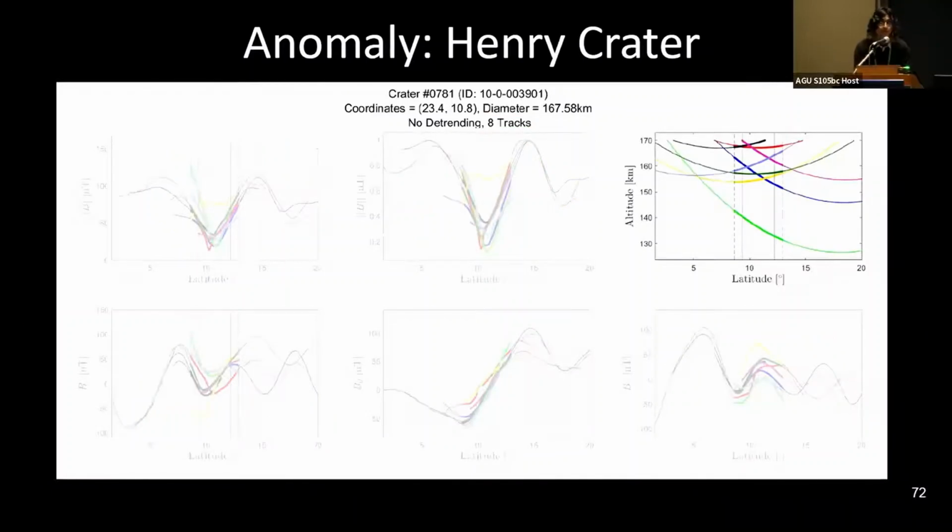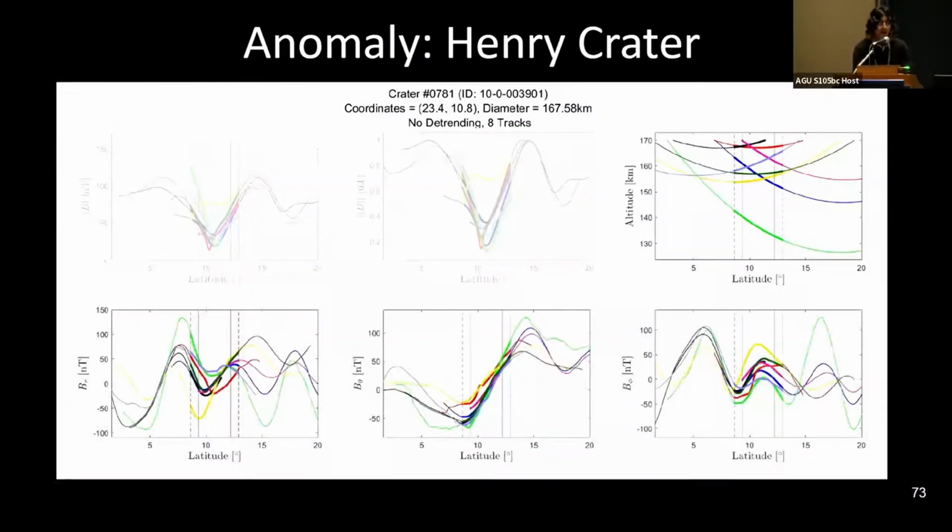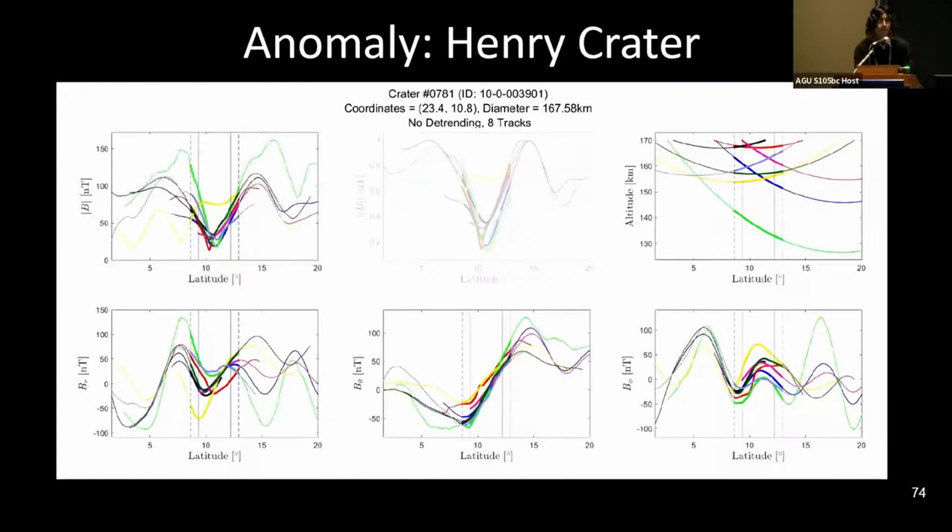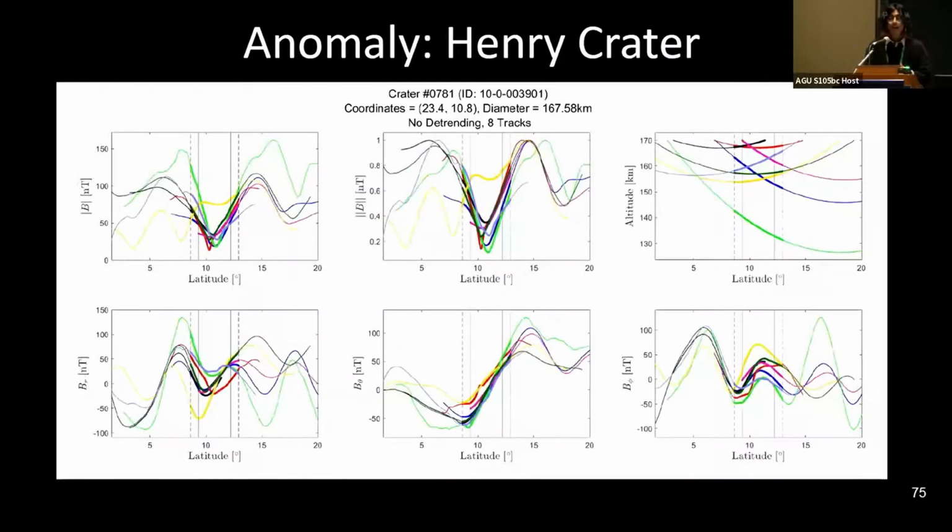On the top right, we have the altitude of the MAVEN satellite as it went over the crater. On the bottom, we have these spherical vector components, so radial, longitudinal, and latitudinal components of the magnetic field around that crater. Top left, we have the magnitude of the magnetic field, and top middle, we have the same thing, magnitude, but normalized such that each track individually has a maximum at 1 and a minimum at 0.